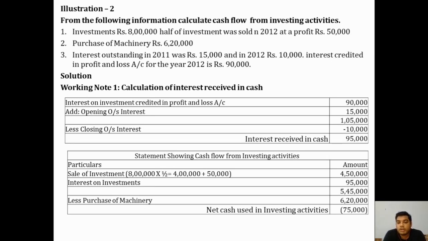So here we call it net cash used in investing activities. If the answer was positive, that is, inflow is more than outflow, then it is called net cash flow from investing activities. But in this problem, inflow of cash is less than outflow of cash. So hence we call it net cash used in investing activities.